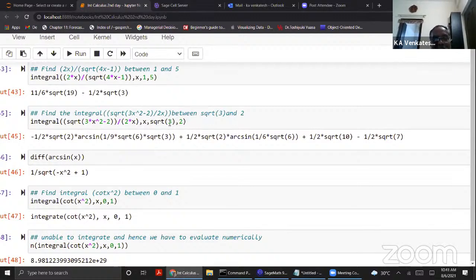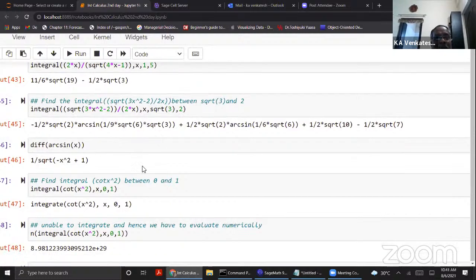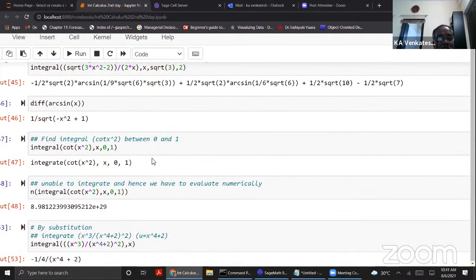Ensure square root of 3 comma 2 ab, when you do it, you'll get this one. Now, yesterday's discussion I did not talk about the inverse trigonometry functions, so I want to give the differentiation of arc sin x. That is just to say that it is also possible.